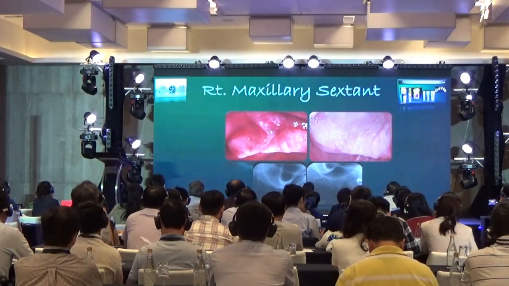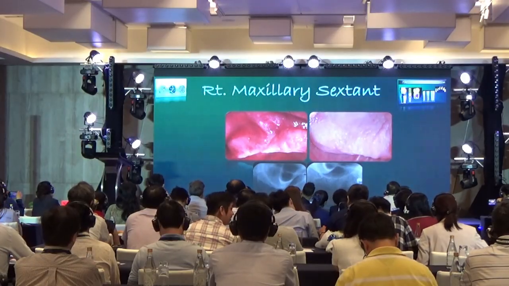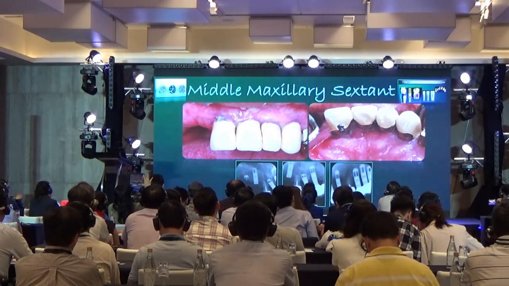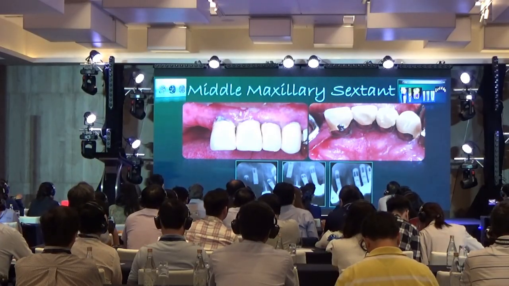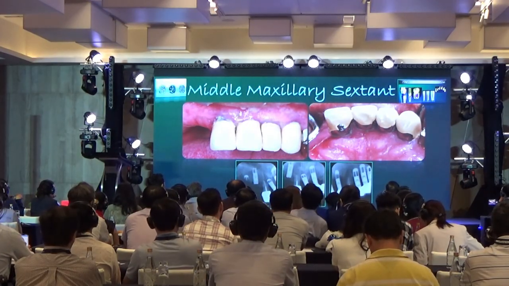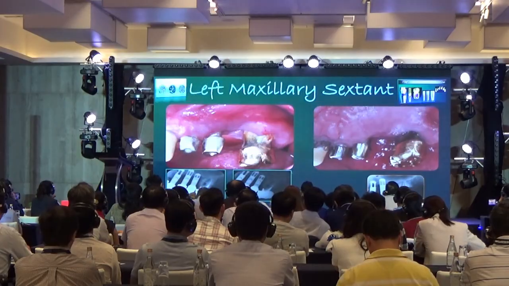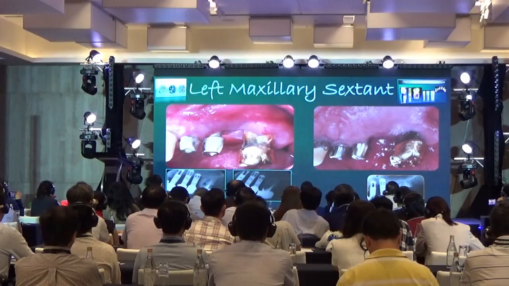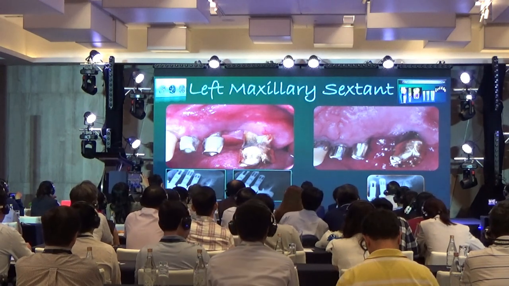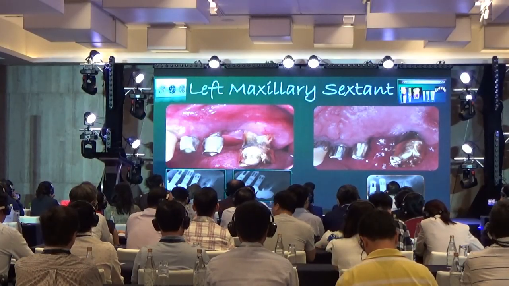So if we take a careful look, this is the right maxillary sextant. We don't have to make a lot of decisions here. This is the middle maxillary sextant. I don't know if we can leave anything here. Even if we try to think about a transitional approach, something temporary, it will be difficult. And again, some more problematic implants. This implant is basically very close to the sinus, and we probably have an oroantral communication when we take it out.